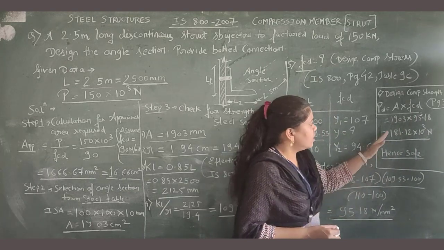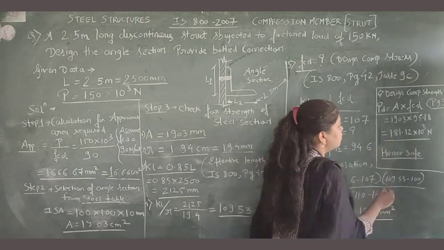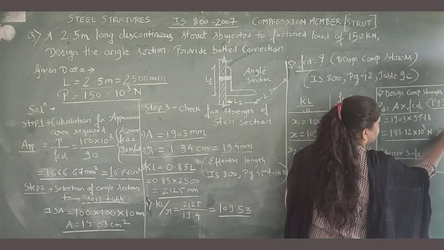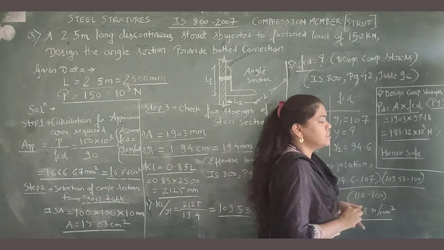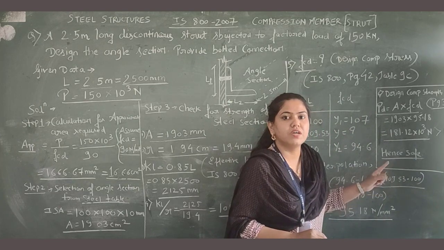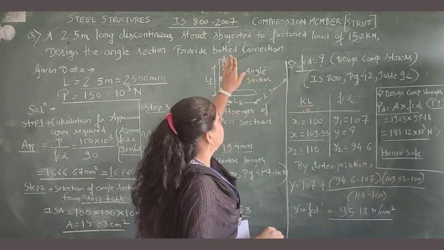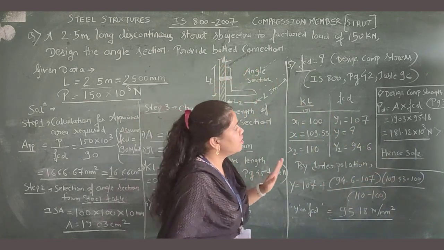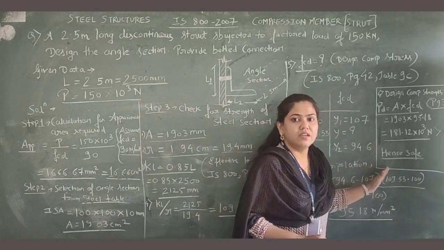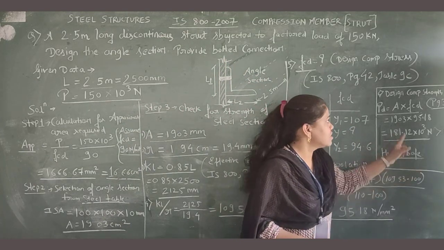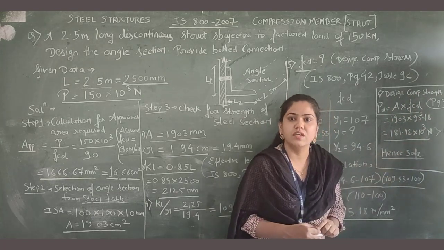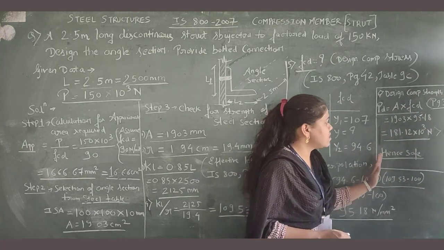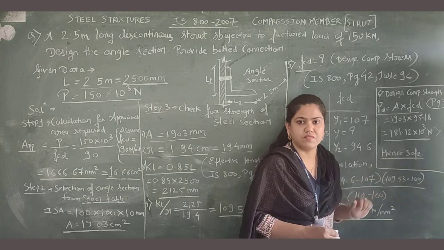Okay, so it is greater than 150 into 10 to the power 3 Newton, which is already given in the numerical. So here in this case, we obtain a safe design because our design compressive strength is greater than the load which is given in the numerical. Okay, so hence our design is safe.